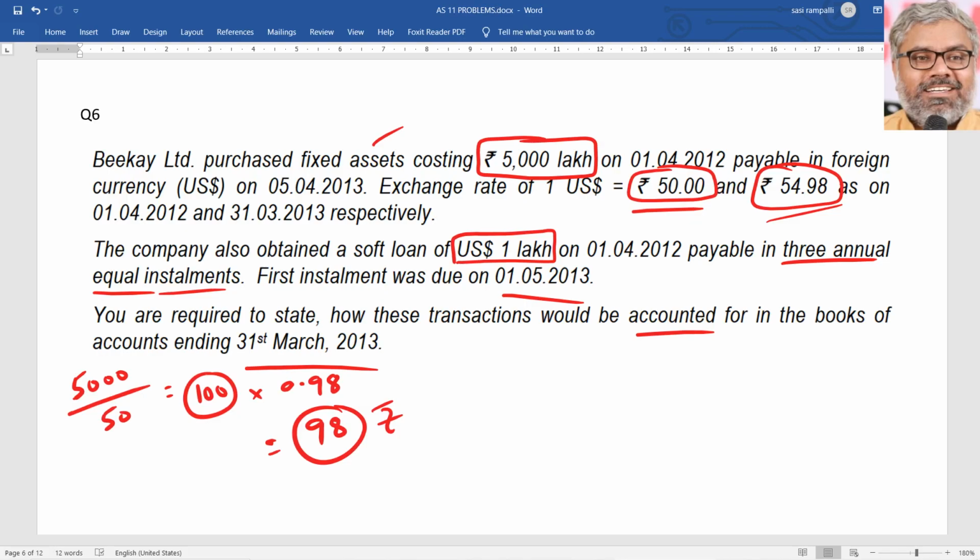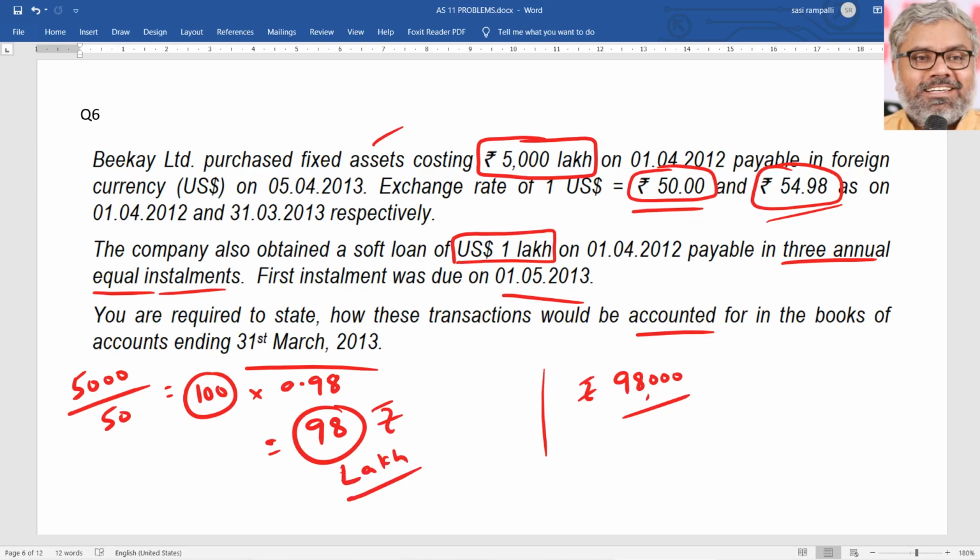Then the second transaction, the loan. This is $1 lakh already. So 1 lakh dollars means 1 lakh into 0.98 rupees. That means 98,000 rupees. This is rupees 98,000, and this is 98 lakhs. Each of them has to be very clear.